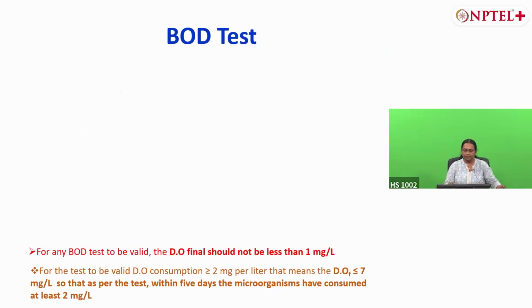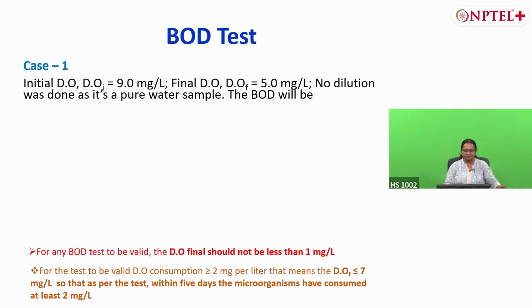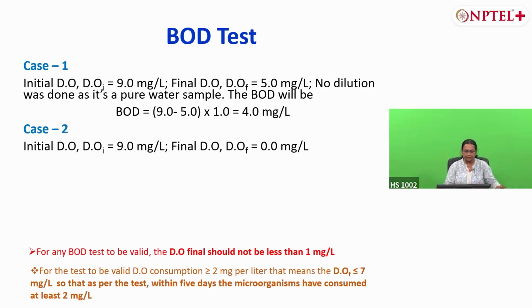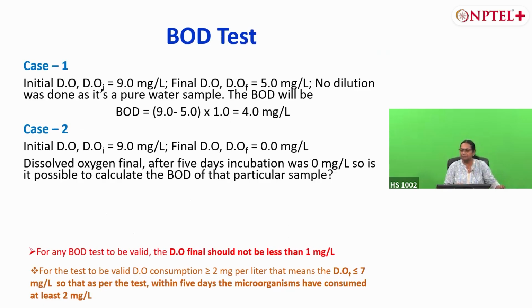So I'll give you two cases. In one, the initial DO is 9 milligram per liter and the final DO is 5 milligram per liter, with no dilution done, it is a pure sample. The BOD will be 4 milligram per liter: initial minus 5, and no dilution, so 4 milligram. Second case, the initial DO is 9 and the final DO is 0. Can the BOD be calculated? No. Why?